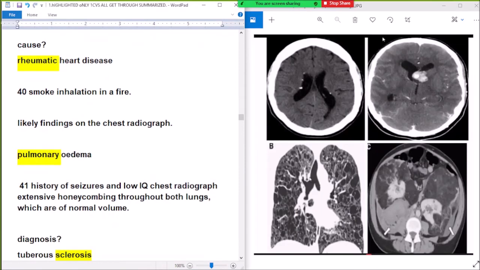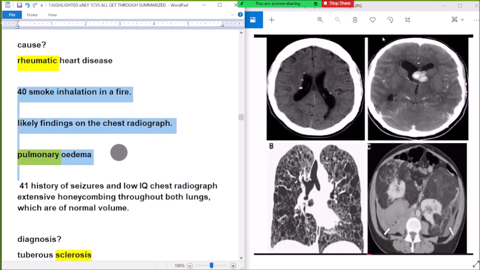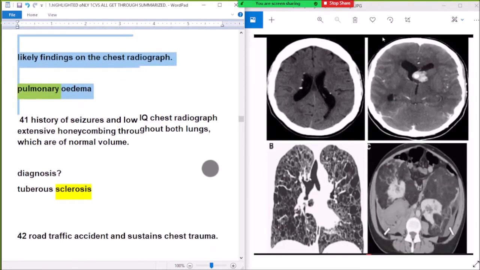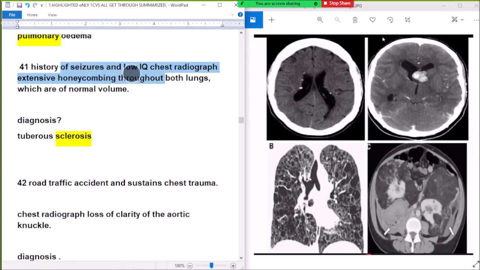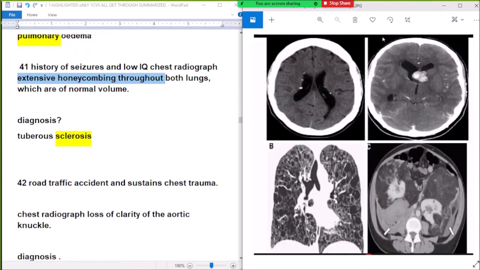Question number 40. Smoke inhalation in a fire, likely finding on chest radiograph: pulmonary edema. Question number 41. History of seizures and low IQ. Chest radiograph shows extensive honeycombing throughout both lungs, which are of normal volume.